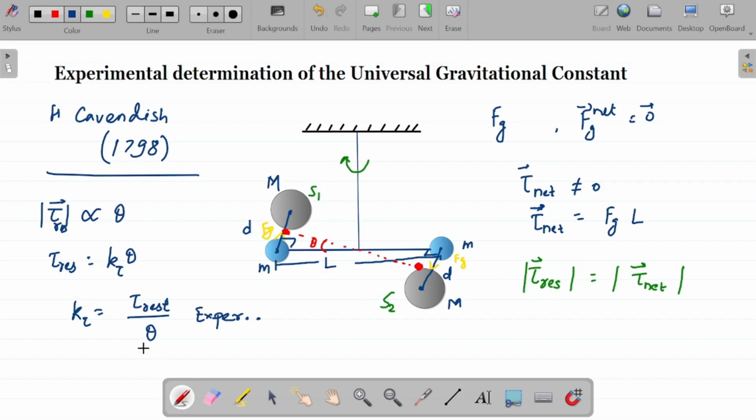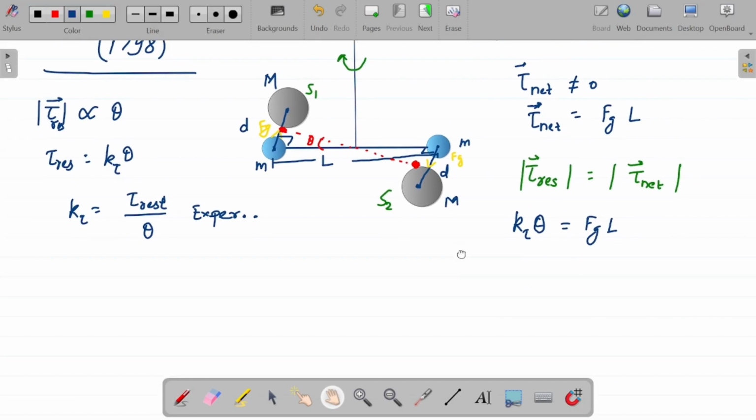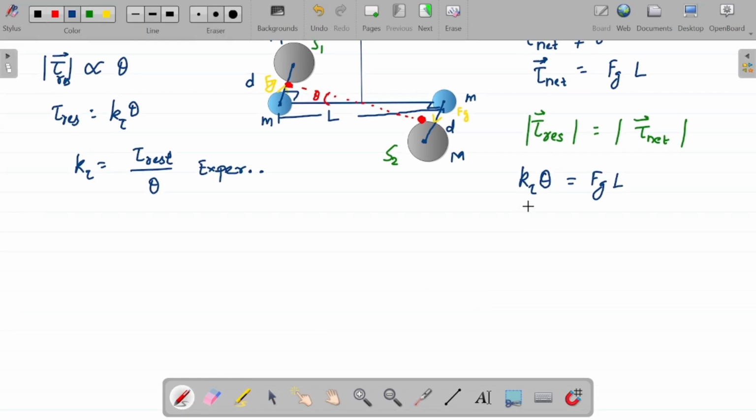Okay. So this will be the restoring torque per unit angle times the angle of twist here. And the net torque due to gravitational pull will be Fg into L. Now we can further proceed here, and then we have K tau theta equals Fg, which can be written as capital G, the universal gravitational constant, times the mass of the bigger sphere times the mass of the smaller sphere divided by the distance squared between their centers, and this is the length of the rod.